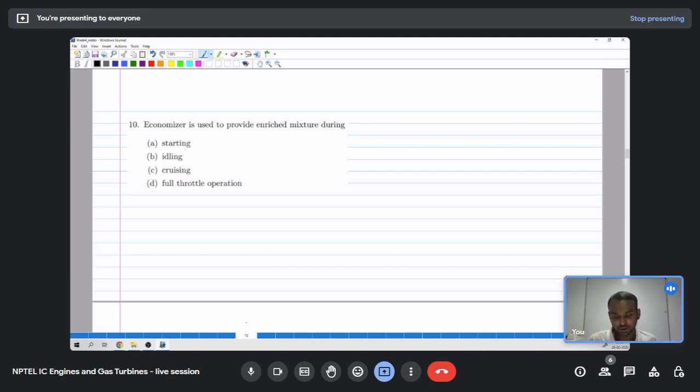Okay, economizer is used to provide enriched mixture during full throttle operation. I'm not sure if this is covered in the course, but you can refer to the V Ganesan textbook. There is a schematic which explains how the economizer works, and during full throttle operation it will enrich the mixture and make it rich, so that we will get more power out of the same engine.